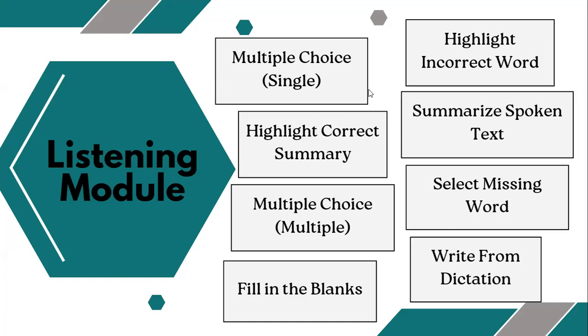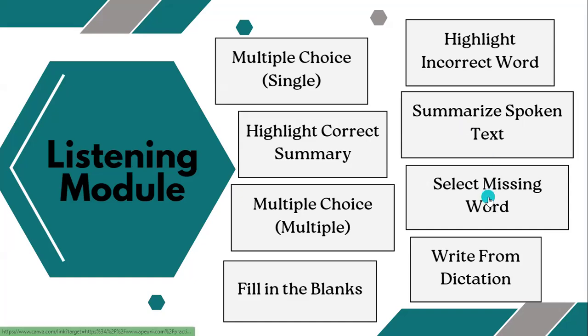Other questions, just like we had in the reading module, multiple choice single and multiple choice multiple, we again have in the listening module. The difference is the same. You have to choose one option in one question, and in another question you have to choose multiple options. Then you have highlight correct summary. You will listen to an audio and, considering the whole audio, you have to tell which option is the correct summary of it.